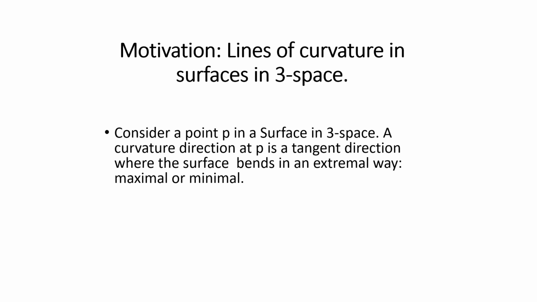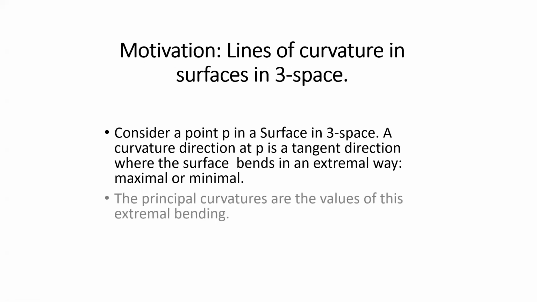So let's start by recalling what a curvature direction is at a point P of a surface in R3, in 3-space. Well, this is very simple. Farid talked about it before. It is a tangent direction where the surface bends in an extremal way, maximal or minimal. So the principal curvatures are the values that measure these extremal bendings. Okay, I'll show you a picture.